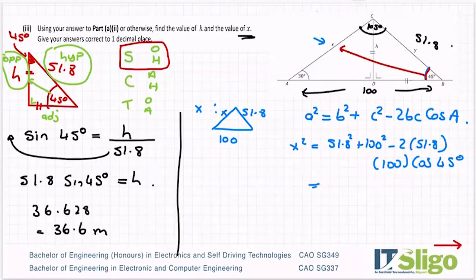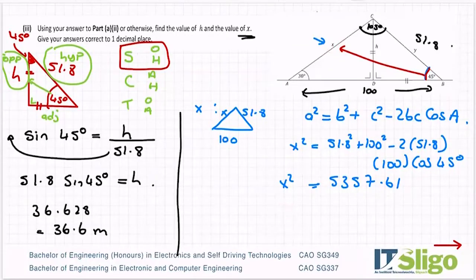They're all just numbers, so I'm going to put them into the calculator all in one go. So 51.8 squared plus 100 squared minus 2 bracket 51.8, close your bracket, open your bracket, 100, cos 45 degrees. And I've got X squared being equal to 5357.61. Of course it's X I need, not X squared. Thousands wouldn't make sense anyway. So get the square root of the answer.